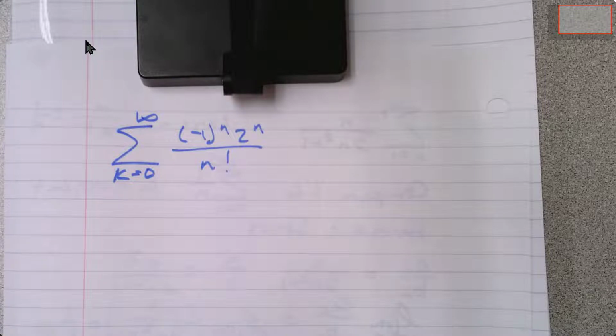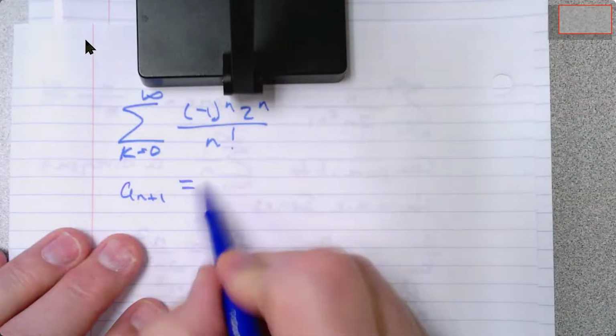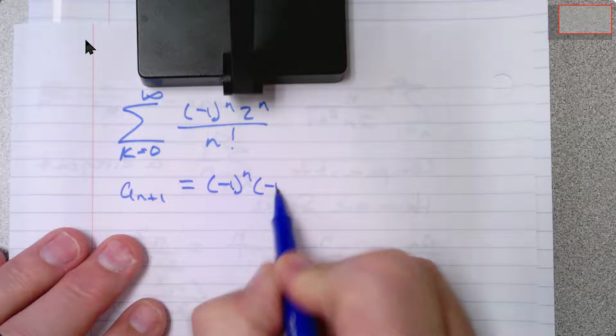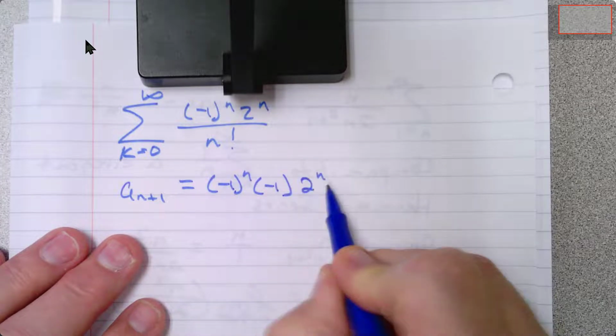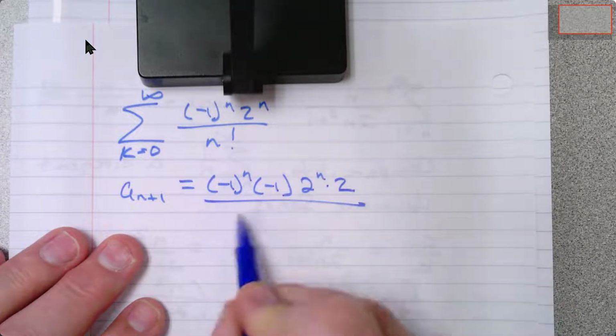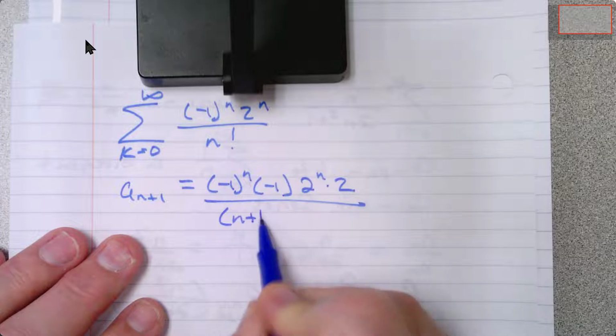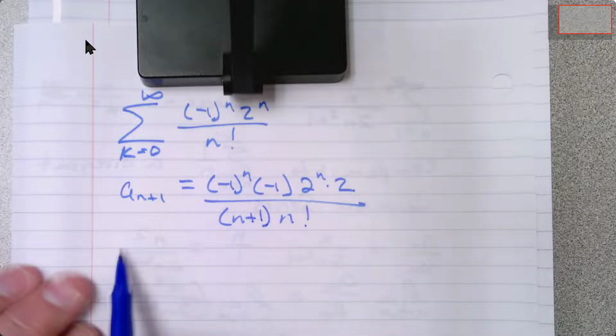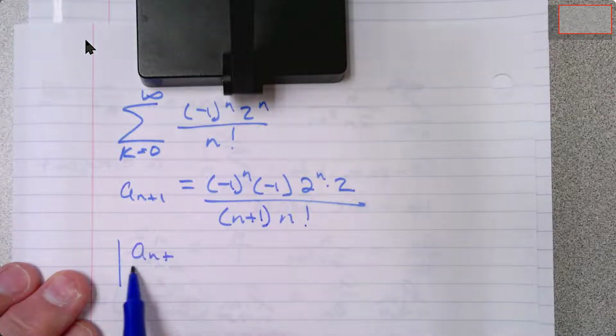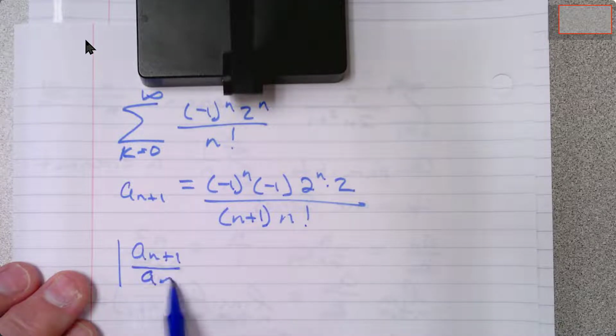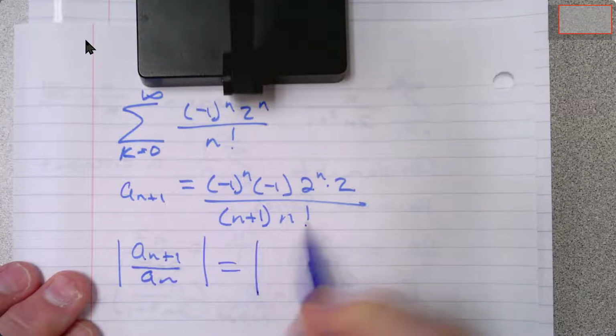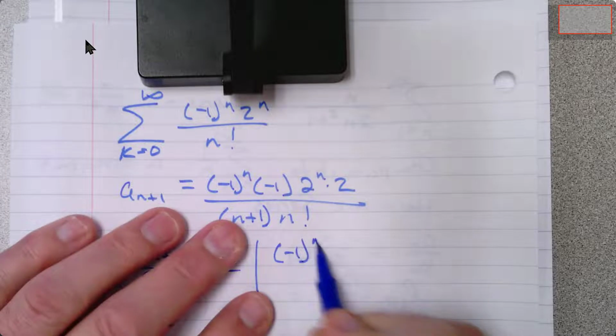Now I'm going to use the one for absolute convergence. So I need to form a sub n plus 1. And when I form this, I'm going to rewrite this because I know ultimately I'm going to simplify this out. And then this way, n plus 1 factorial is n plus 1 times n factorial. So now the absolute value of the nth plus first to the nth term. So get ready to do some plagiarizing.